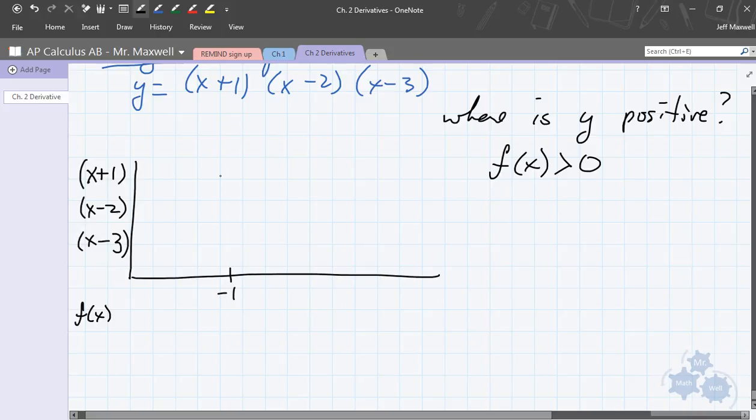Okay, why did I choose negative 1? Because negative 1 plus 1 equals 0. That's the 0 for this factor. So you put a 0 in line with this and above negative 1. And then you ask yourself, is this factor positive or negative outside of negative 1? So if x is greater than negative 1, like let's say 10, 10 plus 1 is 11, that's positive. So everything on this side is positive. You remember doing this with all the pluses?